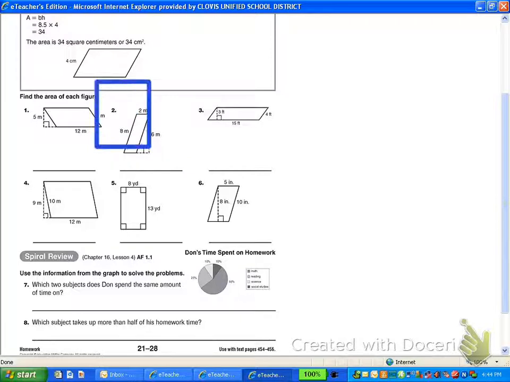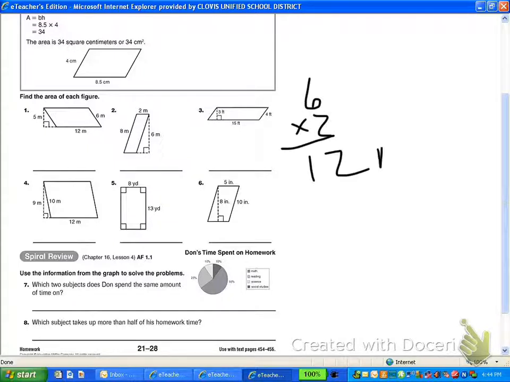Number 2, we have 8, 2, and 6. Again, we have 2 that we're going to use for the base, and then we're going to use 6 because 6 tells us the height of this figure. So 6 times 2 is 12 square meters. And that is all that you need to know for area of a parallelogram. Next, we're going to look at the area of a triangle.